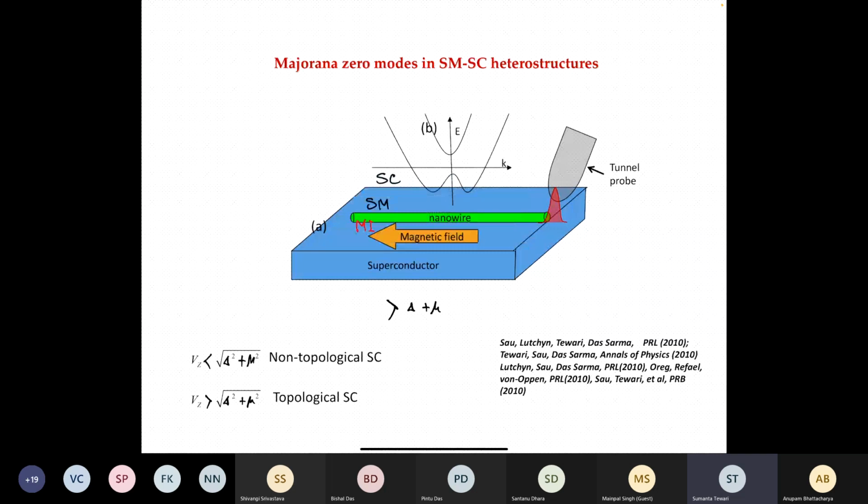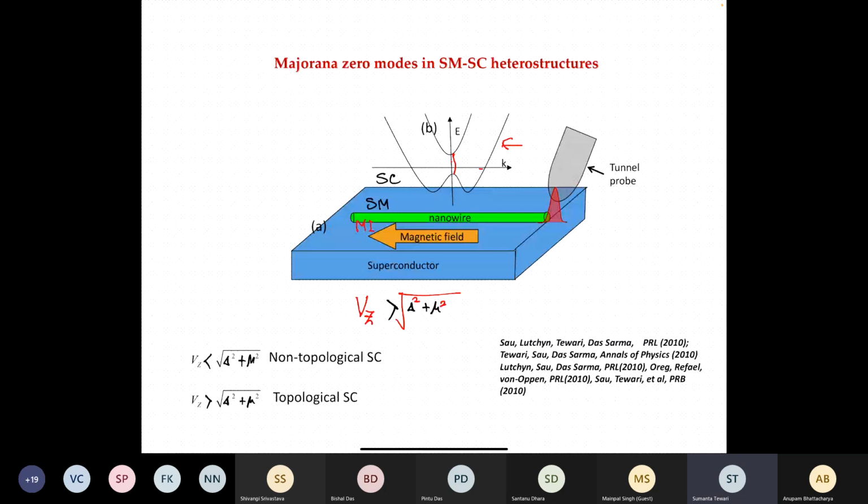So it's the same band structure that I drew before. So this is the gap, the Zeeman field created gap, and you have to restrict your chemical potential to be in the gap. So that was the proposal. So the Majorana condition is, V Zeeman, so this is the Zeeman energy, V Zeeman is greater than square root of delta squared plus mu squared.